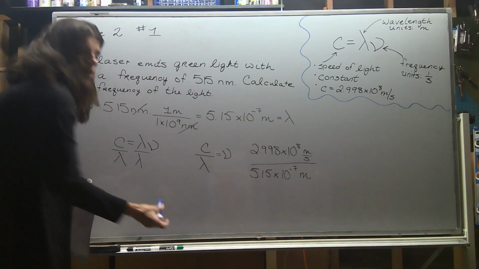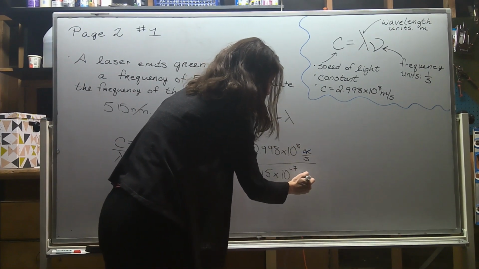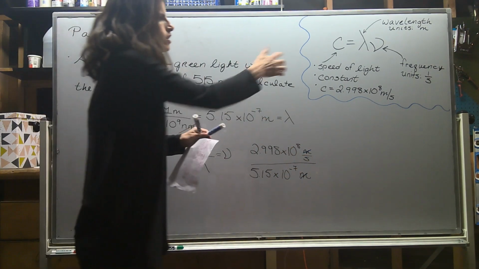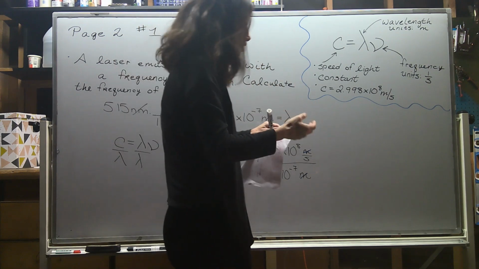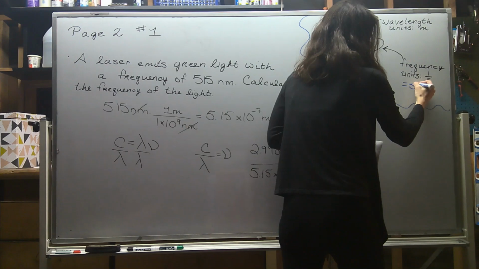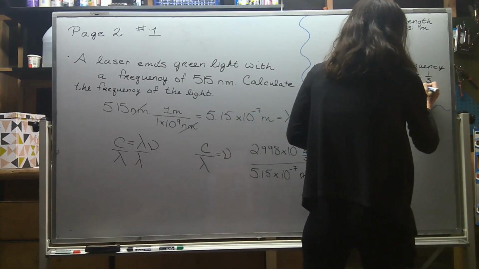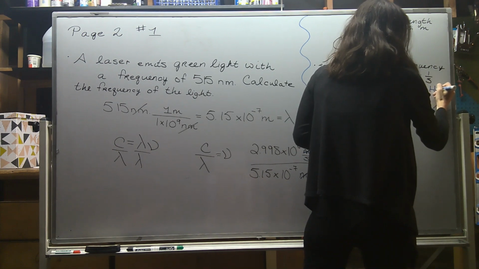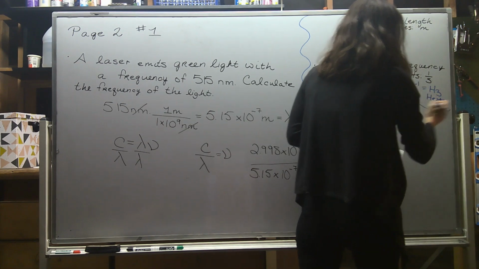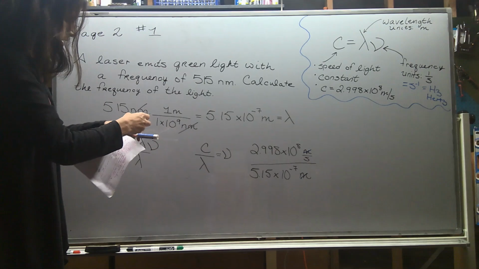So let's look at how our units are canceling. Meters will cancel with meters, and then we're left with 1/seconds, which is the units for frequency. You'll also see these units expressed as s to the negative 1. That's just another way of writing 1/seconds. Or as Hz, which is hertz. So we're left with the appropriate units.